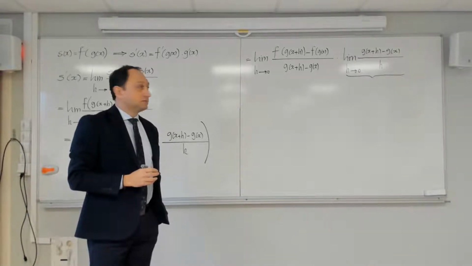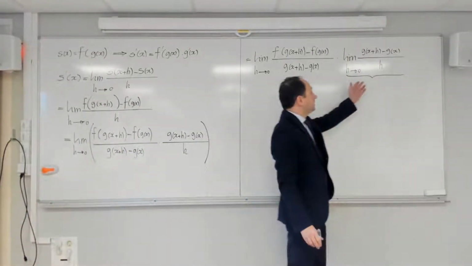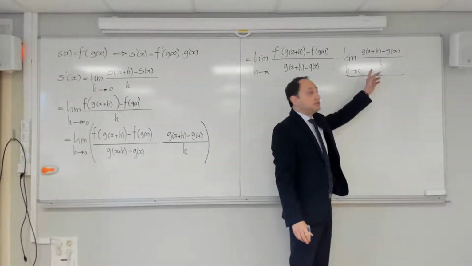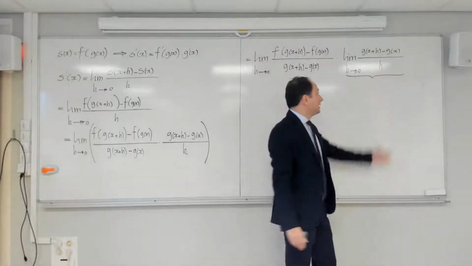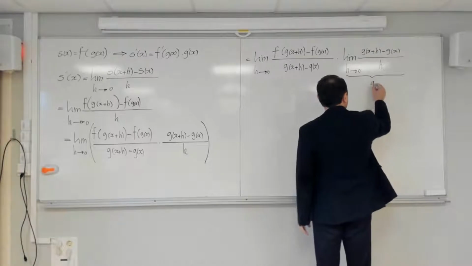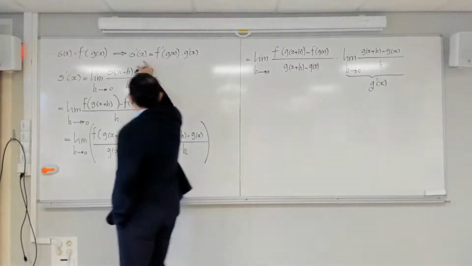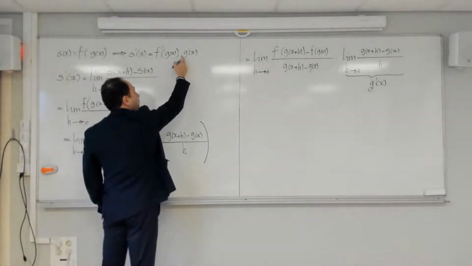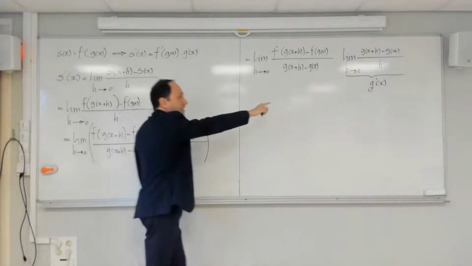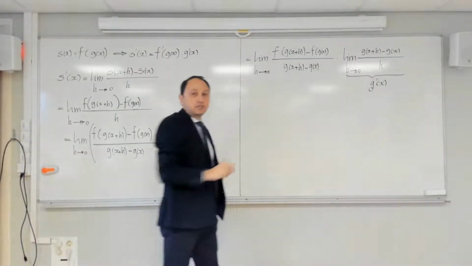g prime of x. Yeah, that's g prime of x, exactly. That is the famous definition of the derivative. The only difference is that instead of using f as my function, I have g as my function. So this is nothing except g prime of x. And that is very good, because if you go back and look at the formula in the chain rule that we want to prove, you see that you have multiplied by g prime of x, and that is where the g prime of x is coming from.